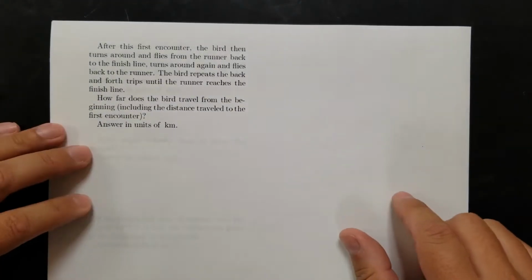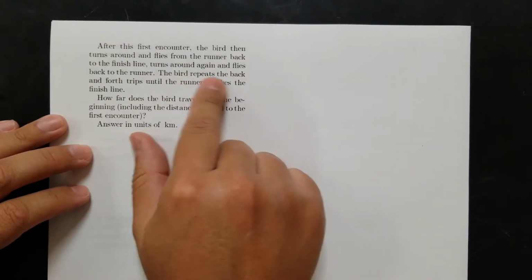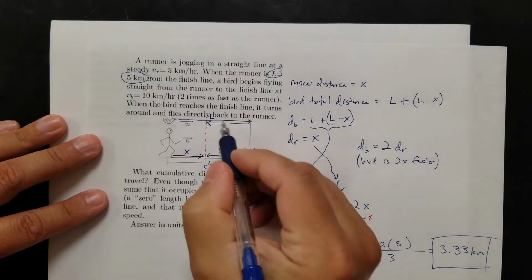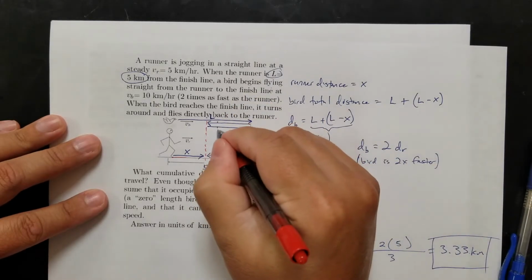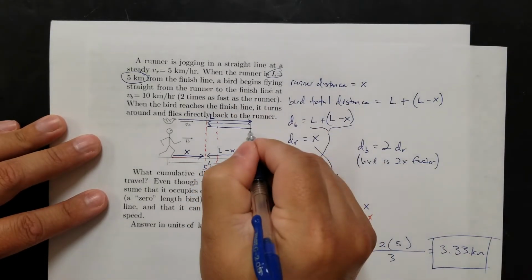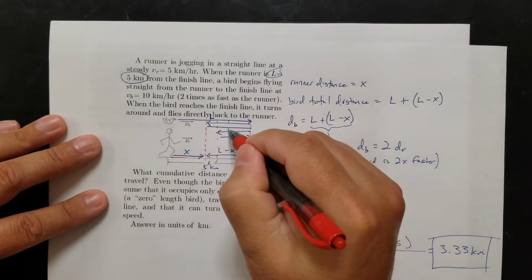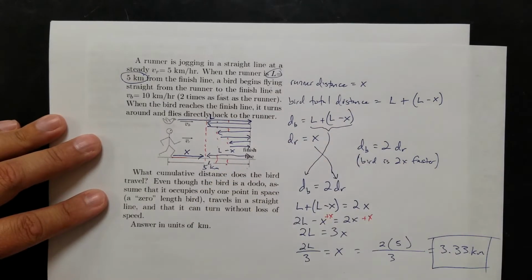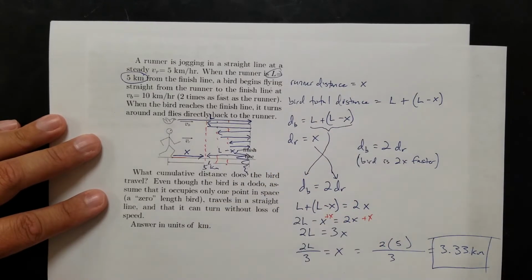The second part says, after this first encounter, the bird then turns around and flies from the runner back to the finish line and keeps doing that over and over, right? So while the runner is going forward, the bird goes back here, and the runner moves up maybe to here. Then the bird comes back, goes to the starting line, and the runner goes a little bit further. Maybe he's getting tired, whatever. Then the bird comes back here and goes to the finish line. You see what's happening, right? The bird is going to keep flying back and forth until everybody's at the finish line.